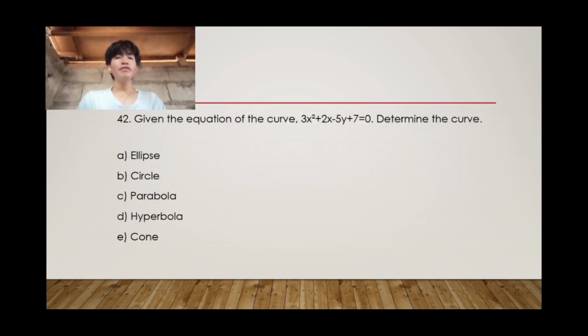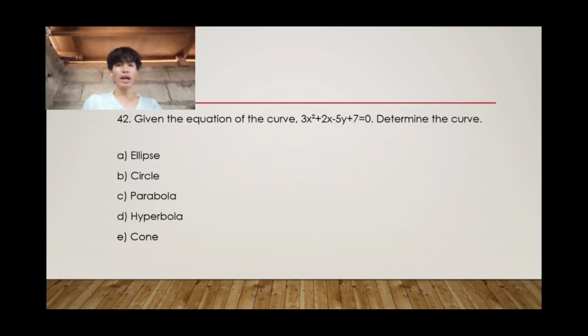Next, given the equation of the curve 3x squared plus 2x minus 5y plus 7 is equal to 0. Determine the curve. A, ellipse. B, circle. C, parabola. D, hyperbola. Or letter E, cone. So our keyword here is 3x squared, and it has only one squared variable. So our answer for this number is letter C, parabola, since it fits a single squared variable.